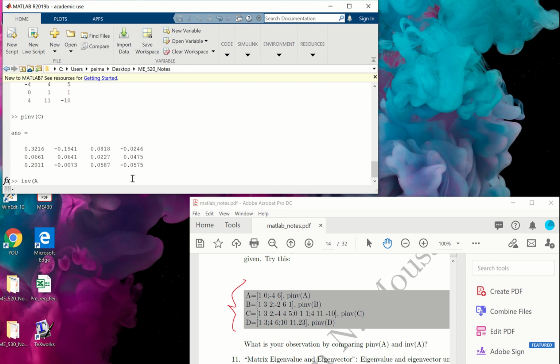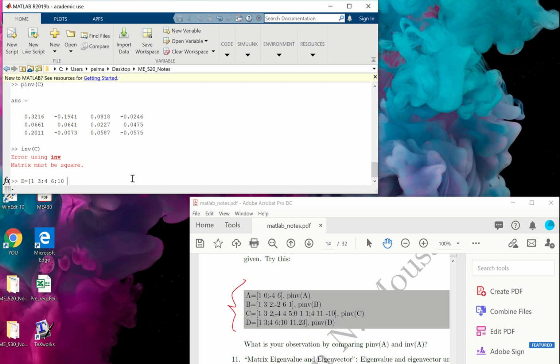So if you use the inv of C, what do you expect to see? Obviously an error message, because the matrix is not square. And finally, if you say D is equal to 1, 3, 4, 6, and 10, 11, 23, this is 3 by 2, so pinv of D is going to be 2 by 3.